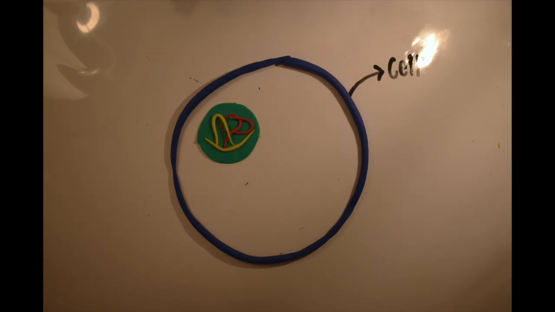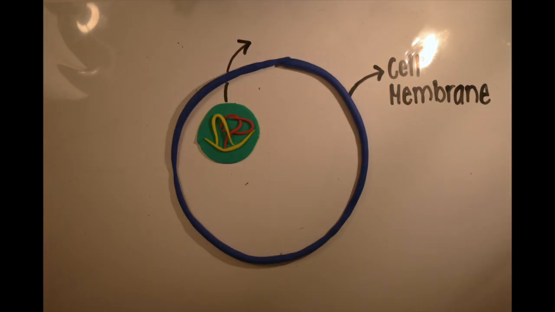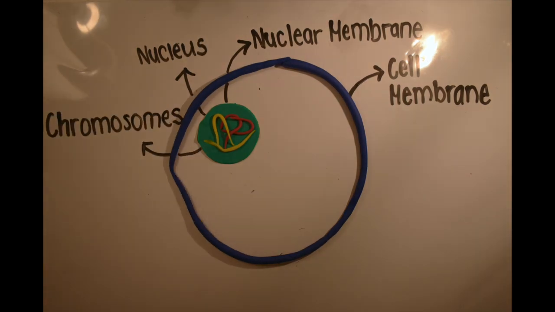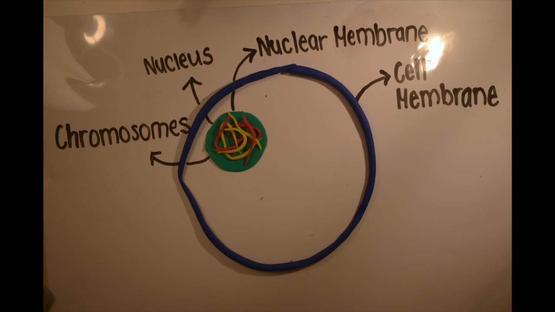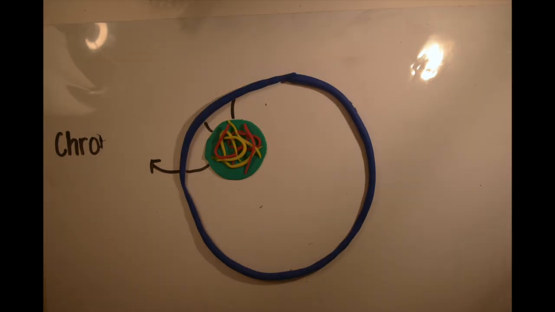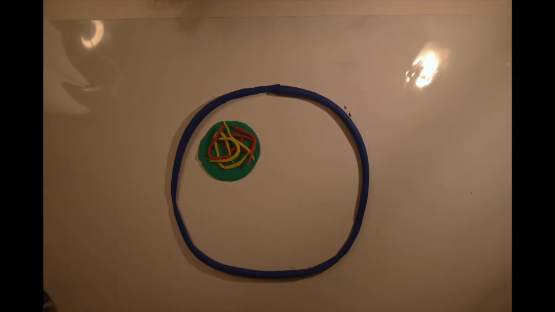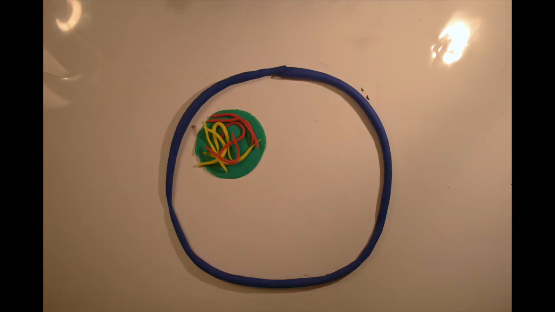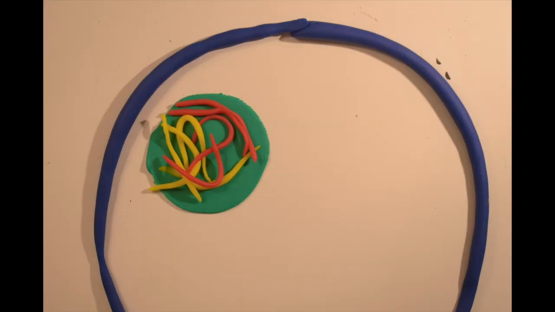Okay, so the blue is the cell membrane or the wall of the cell. The outer wall of the green circle is called a nuclear membrane, and the circle itself is a nucleus. Inside the nucleus are red and yellow chromatids. When these chromatids replicate, they're called chromosomes. So what's happening now is that the chromatids are replicating. We started off with 4 chromatids, now we have 8 chromatids or 4 chromosomes.